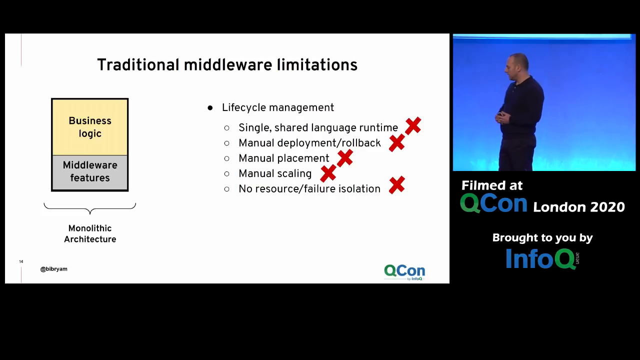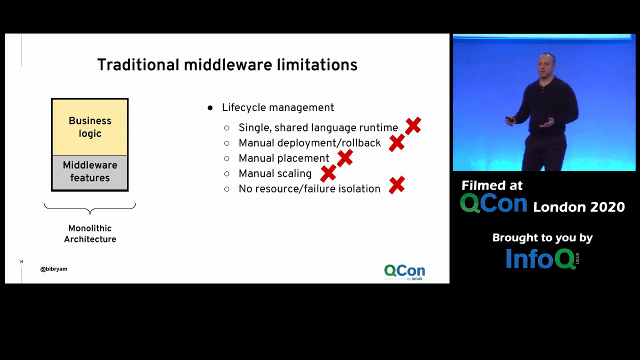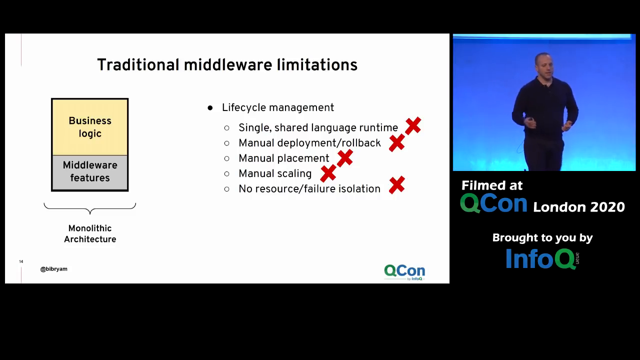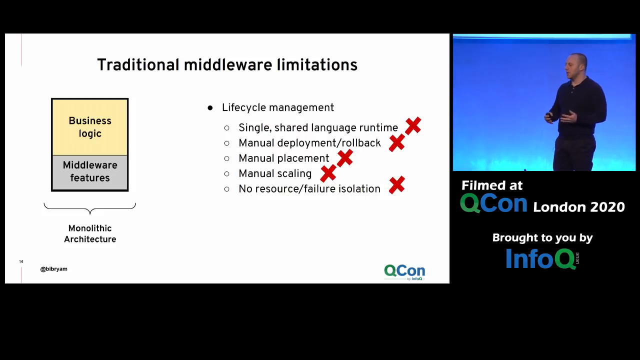But where ESB lacks is primarily around lifecycle management. Because it's a single runtime, the first thing is you are limited to using a single language, and that's typically the language that the actual runtime is created in, whether that's like Java or .NET or something else. Then, because it's a single runtime, that means we cannot do easily declarative deployments. We cannot do automatic placement. The deployments are quite big, quite heavy, so usually involve a human interaction.